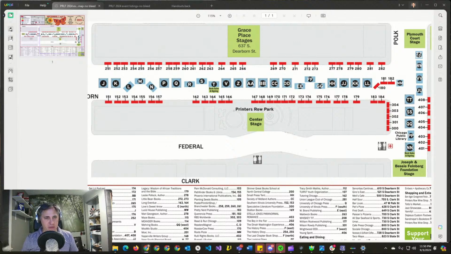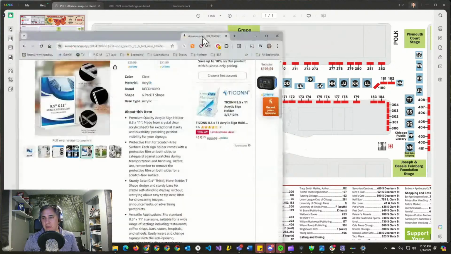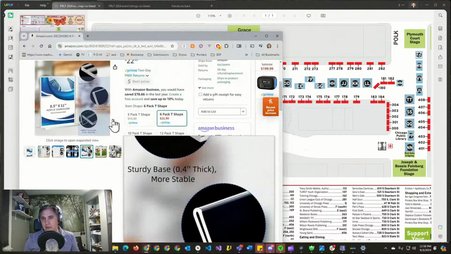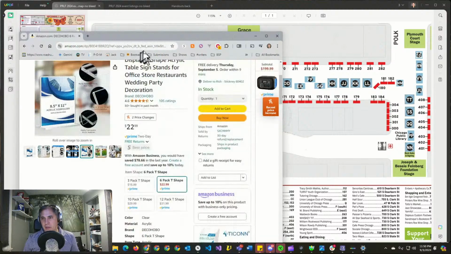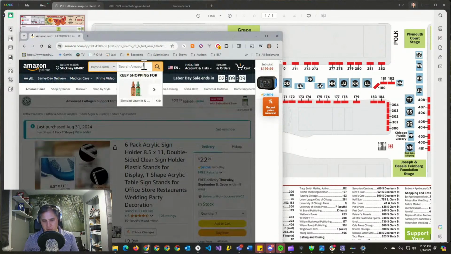Let's see here, my orders. See if I ordered the wrong thing. Yep, I did order the wrong thing. I got to take that back. So I ordered 8.5 by 11 instead of 11 by 17, and I searched for 11 by 17. Let me show you what I'm talking about here, guys. This is like the little stands I got, but I want them to be bigger. So let me see if I can find bigger ones here.